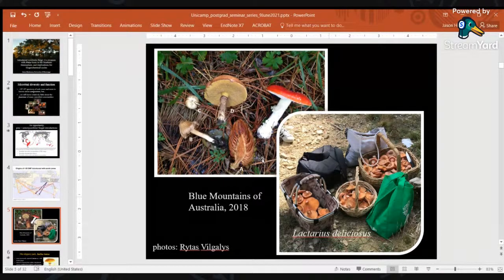One really interesting phenomenon is that we see in these exotic locations super abundant fruiting by particular mushroom species. Here's an example of Lactarius deliciosus. Suillus is also commonly part of this phenomenon.